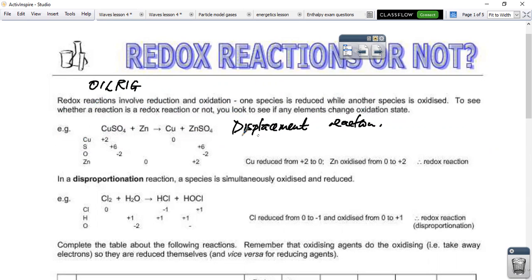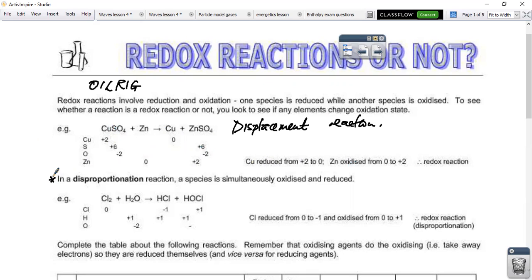So this is a displacement reaction, which is also a redox reaction, because when we look at this, we can see that the copper goes from +2 to 0. So to go from +2 to 0, it means it must have gained electrons, because +2 means it had lost. You happy with that? So the copper is reduced and the zinc is oxidized. We've gone from it being 0 to +2. So therefore, it's a redox reaction.